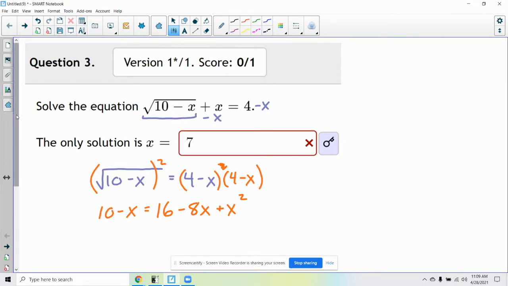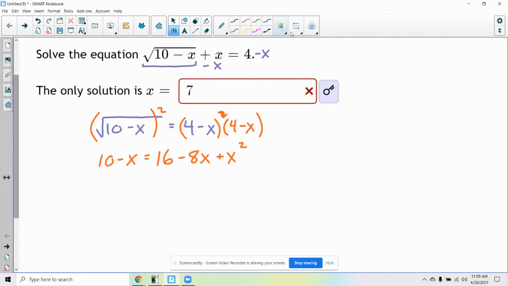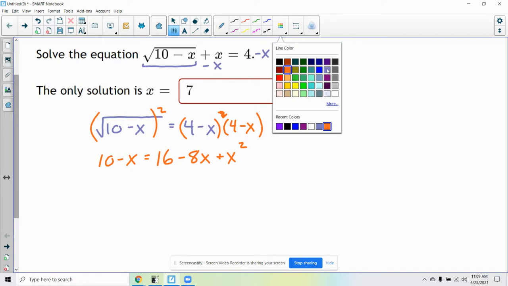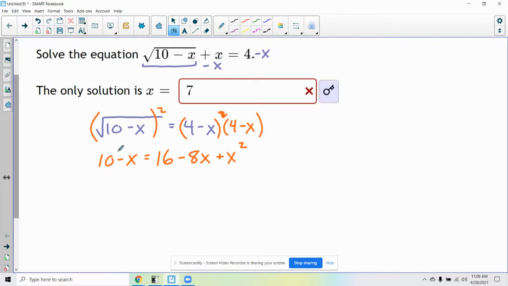I have x squared terms, I have x terms, I have constants. Get everything on one side, and then we can solve it. It's a quadratic, just like we did from chapter 2. So I'm going to add x to both sides, subtract 10 from both sides. Subtract 10, add x. So I'm left with 0 on the left. I'm going to reorder this. x squared. Negative 8x plus x is negative 7x. 16 minus 10 is 6.